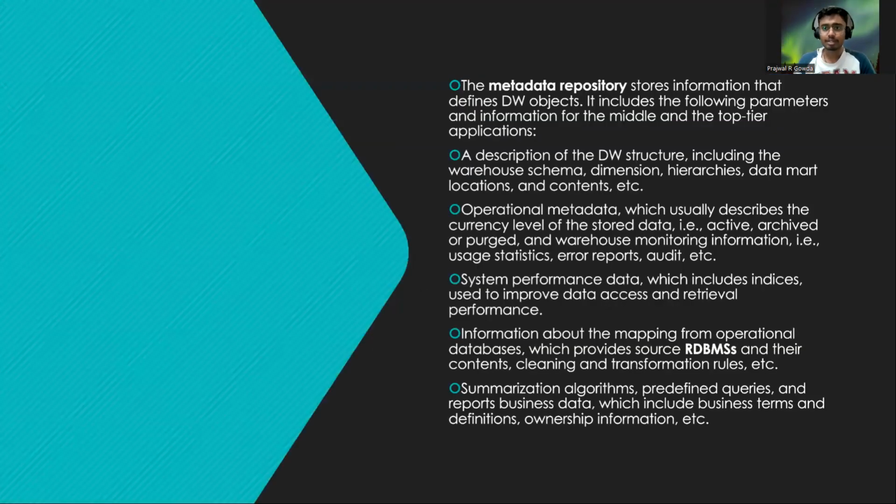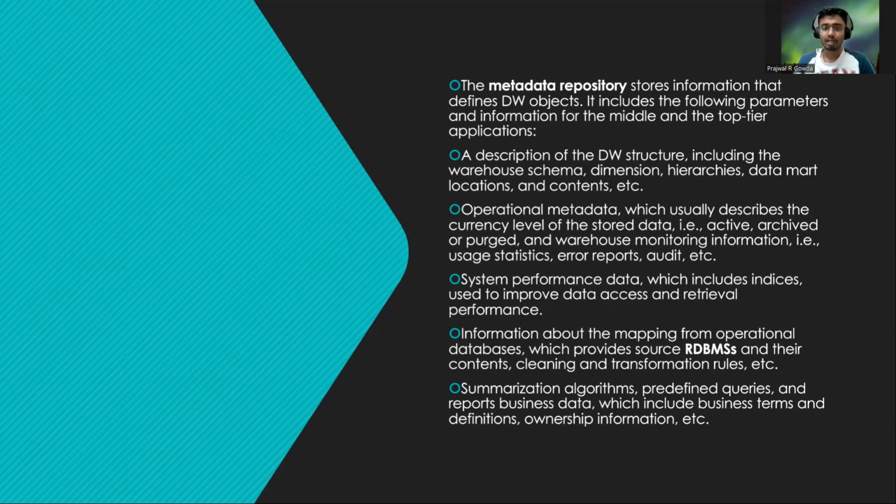The metadata repository stores information that defines data warehouse objects. It includes the following parameters and information for the middle and the top tier applications: a description of the data warehouse structure, including the data warehouse schema, dimensions, hierarchies, data mart locations, and contents, etc. Operational metadata, which usually describes the currency level of the stored data, that is active, archived, or purged, and warehouse monitoring information, that is usage statistics, error reporting, audit, etc.